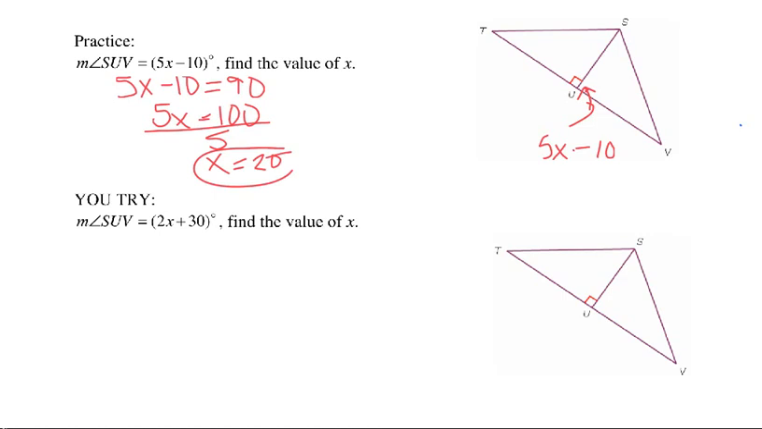All right, so you're going to have the same setup, so 2x plus 30 equals 90. When you solve for x, you end up with 2x equals 60. And then when you divide everything by 2, you get x equals 30.